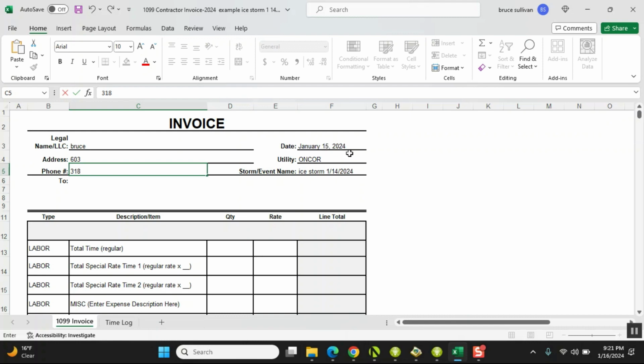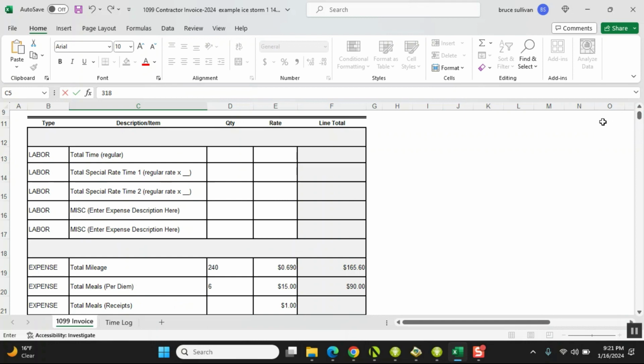January 15th, that's when we were there. Encore is who we worked for. The name of the storm event, Ice Storm. 1/14/2024, that's what they told us. Now, let's get to the next section here.